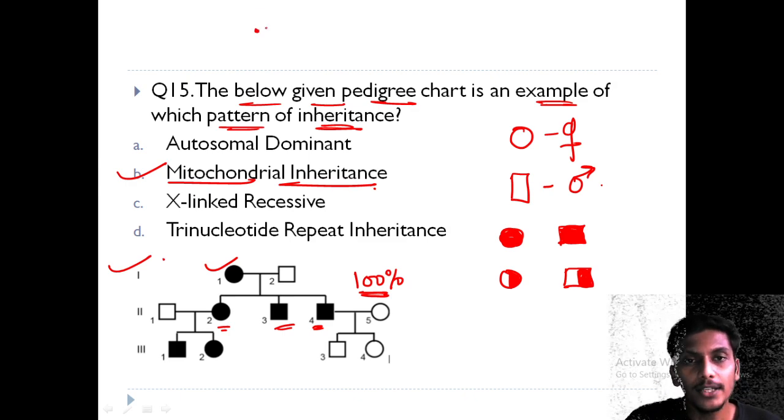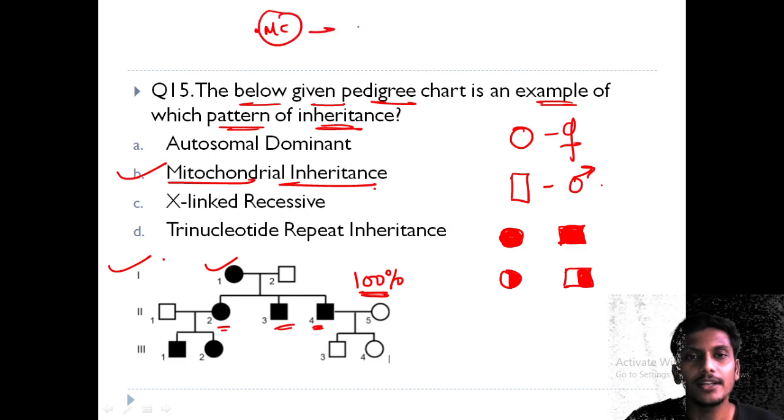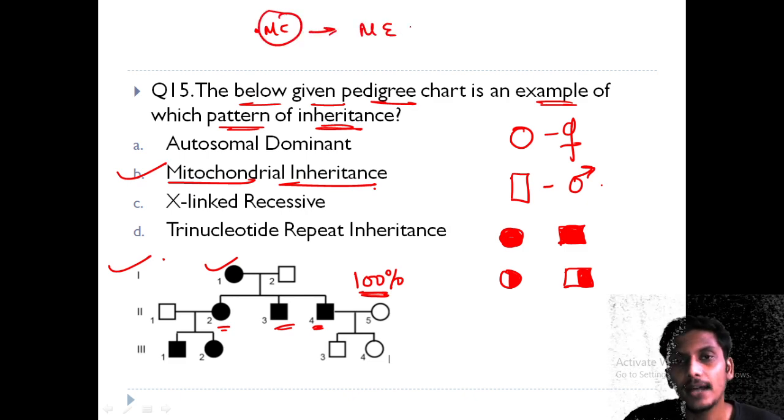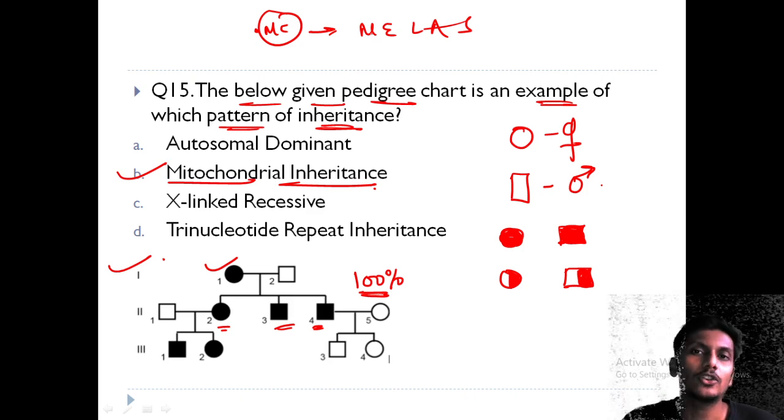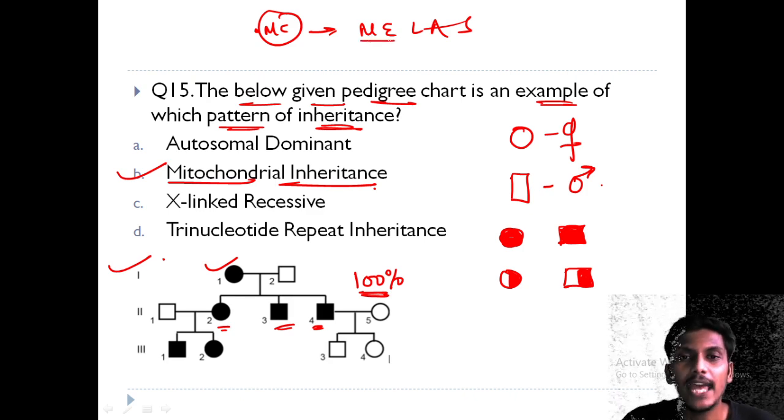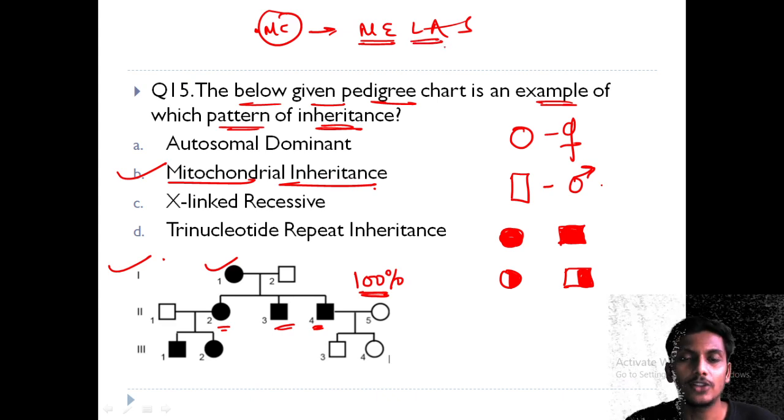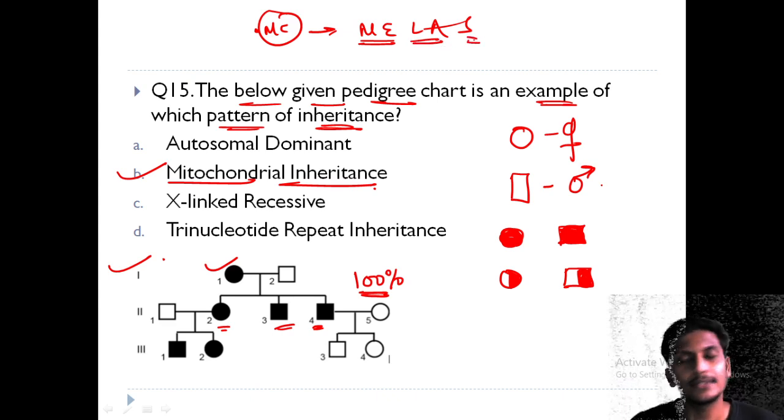The most common disorder associated with mitochondrial inheritance is what? It is your MELAS. Most common. This question has been asked. Most common disorder associated with mitochondrial inheritance is your MELAS, where ME goes for mitochondrial encephalopathy, LA goes for lactic acidosis, and S goes for stroke-like symptoms.